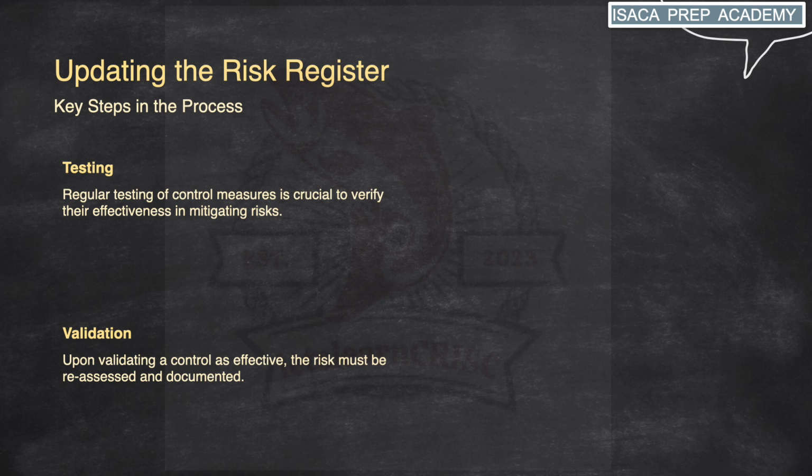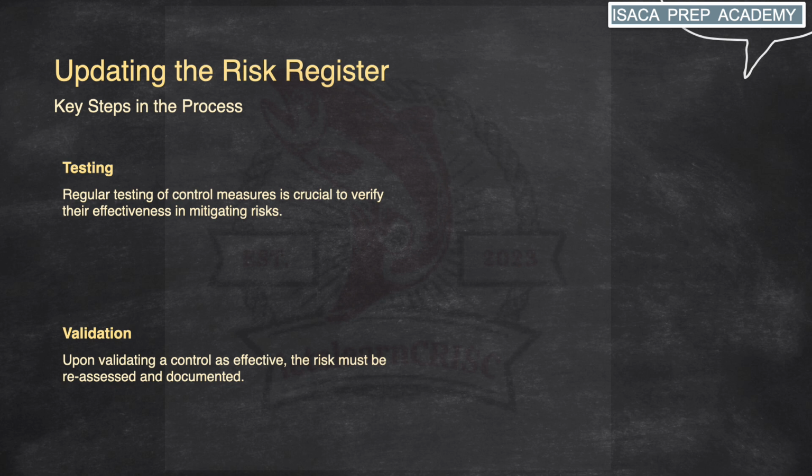Friends, documentation of the reassessment is equally important as it provides transparency and accountability in the risk management process. And this documentation should include details such as the date of the reassessment, the rationale behind the decision to validate the control as effective, adjustments made to the risk assessment based on the validation results, and any follow-up actions or recommendations.